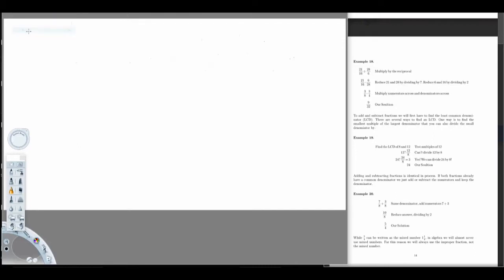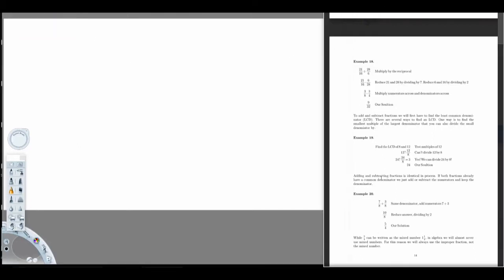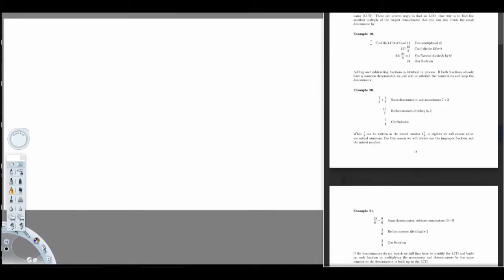So let's clear that. Moving along. Example 19: find the lowest common denominator of 8 and 12. Test multiples of 12. What are they saying here? 8 and 12. What are they doing? Yes, we can divide 8 and 12.